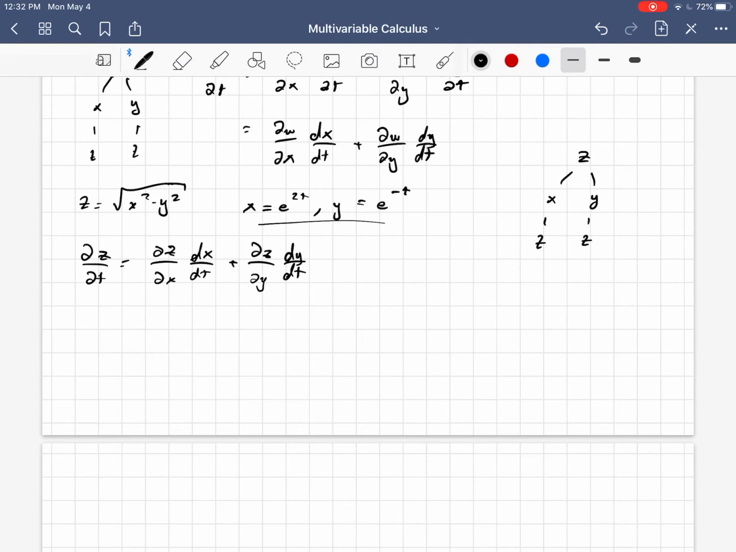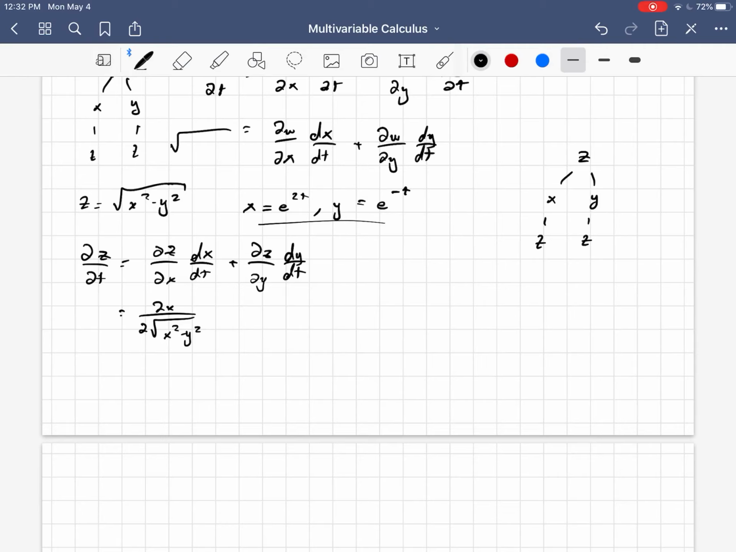And so now what we can do is just find what these things actually are. So partial z with respect to x. Here y is the constant, and so we would just have 2x over the square root of x squared minus y squared. Oh, we would have a 2.